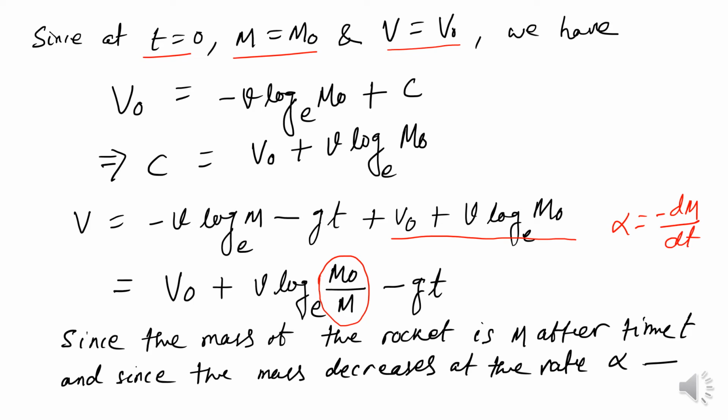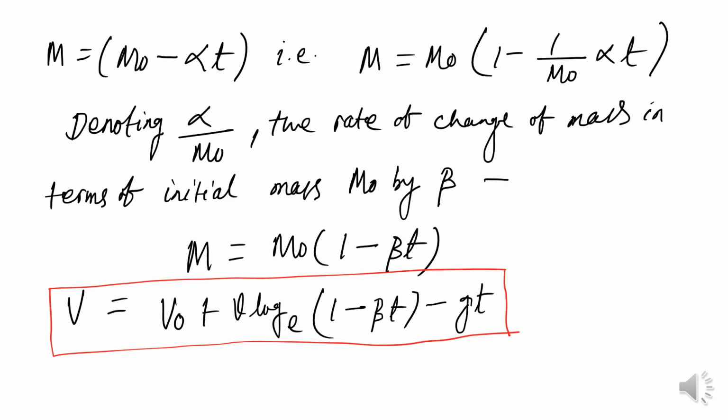So we can rewrite this as M equals M0 minus alpha t. M is the mass after an instant of time t, which is the original mass M0 minus alpha, the rate of change of mass over time, multiplied with the time, which gives us the mass of the rocket at any instant of time. So original mass minus the rate of change of mass over time into time. So for what time the fuel is burnt and came out.